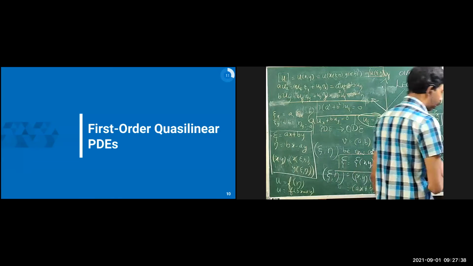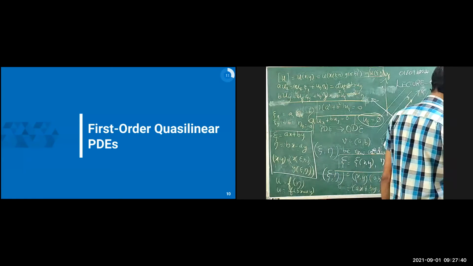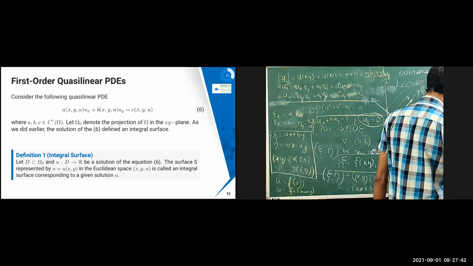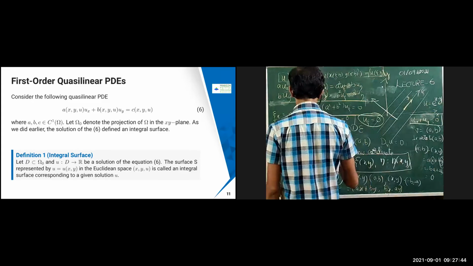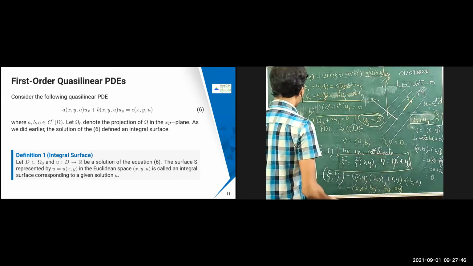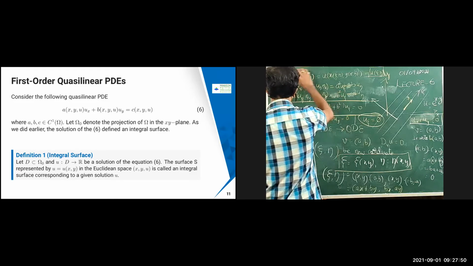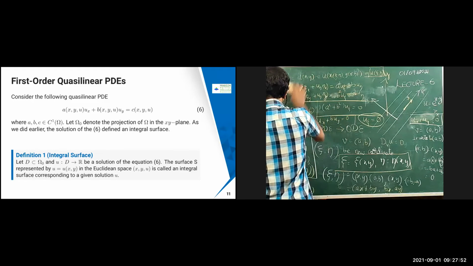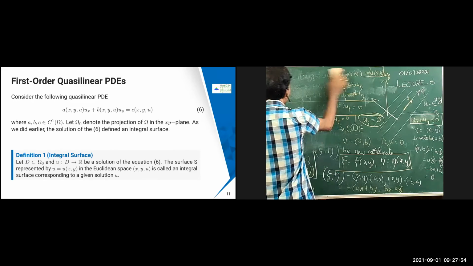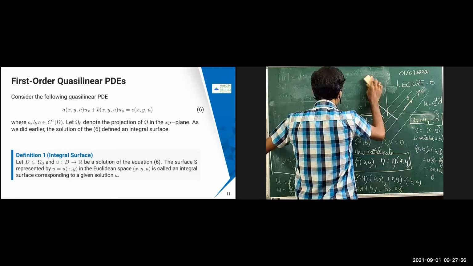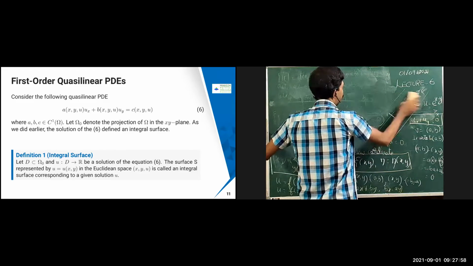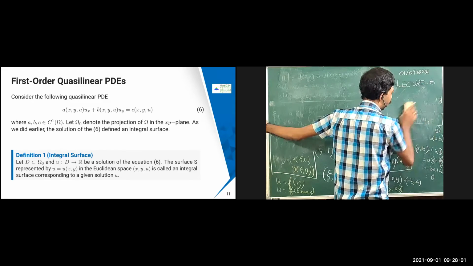Okay, next one. So let us try to solve the problem in the first order quasi-linear PDEs. How do we solve? Of course we need to solve this problem like a(x, y). First I've got to solve this. Some of the books used to solve this one, but I'm straight away taking the quasi-linear PDE. I will tell you the reason why.